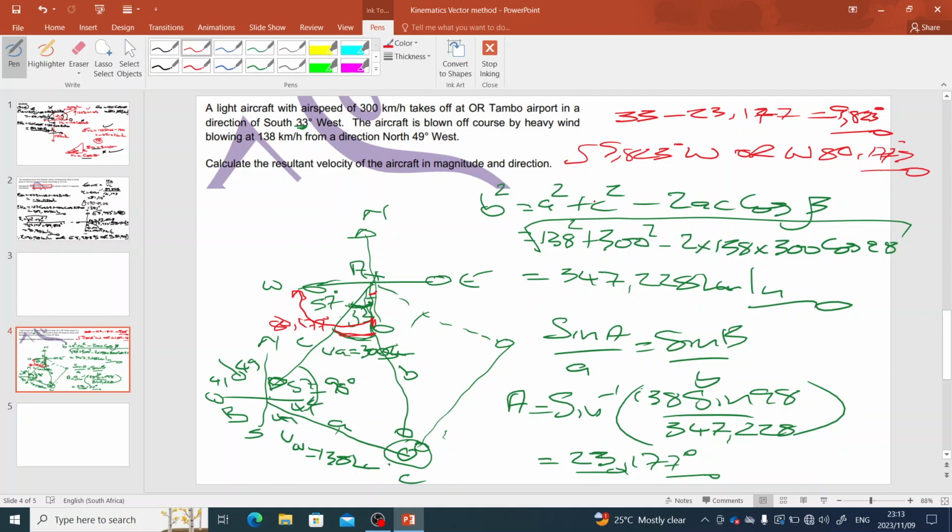This is how you determine your kinematics. I don't care what question they will give you. If you use the vector method or the cosine rule, it doesn't matter. Your answers would be the same and the correct one.